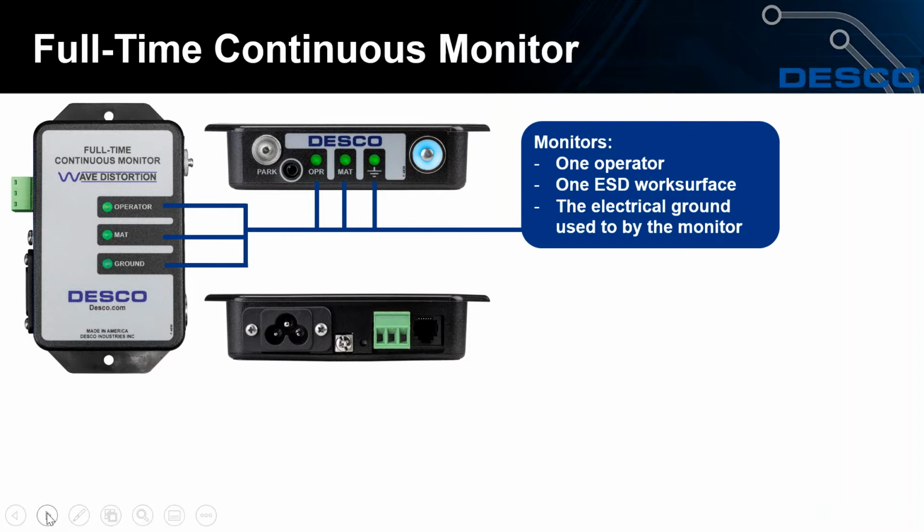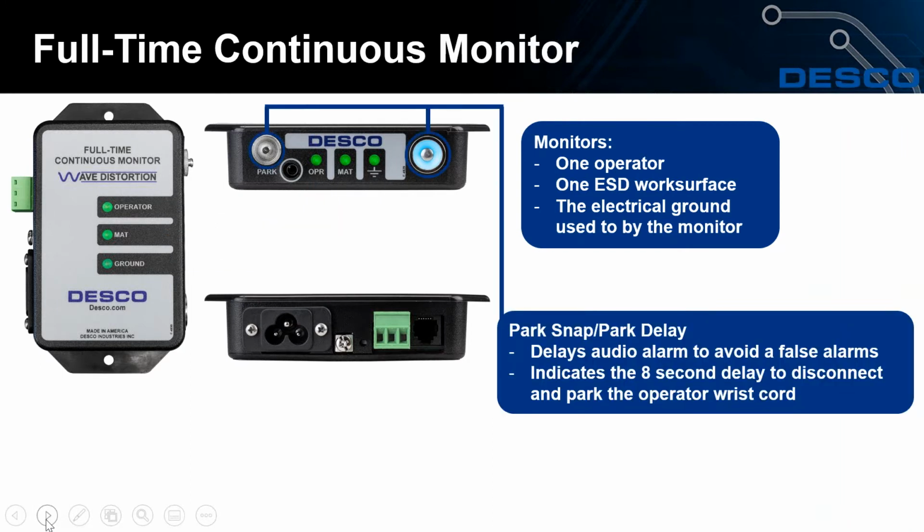What sets this monitor apart from the other ones is that it uses a regular AC 3-wire power cord. One of the reasons we use an AC power cord on this monitor is that it will monitor your AC ground, and I'm going to show you that in a minute. All of our monitors have two things in common. One is they monitor a single operator, and they also monitor the grounds for a single workstation. I'm going to highlight a lot of these features, these front and back features, LEDs, connections, and things like that in a minute.